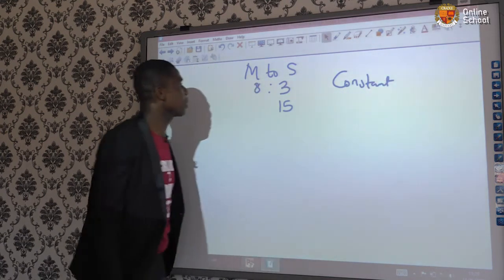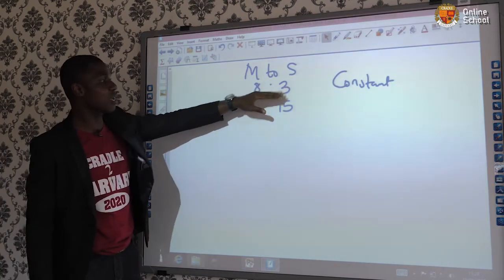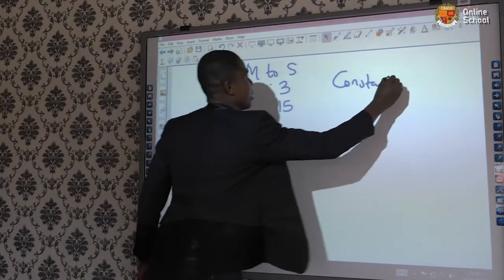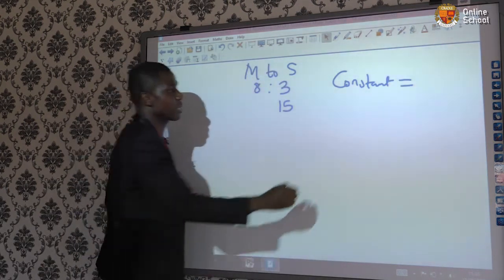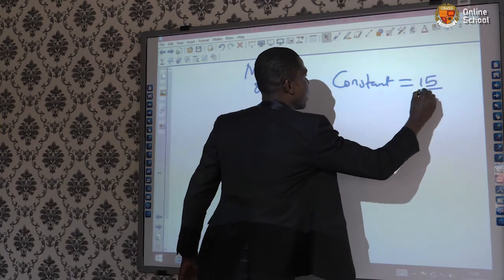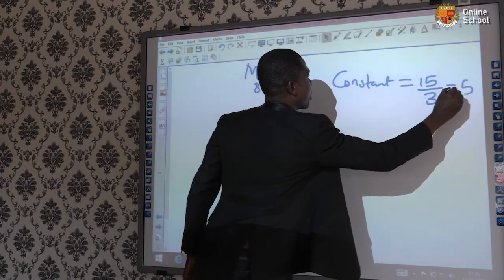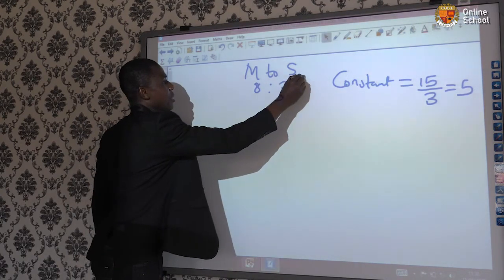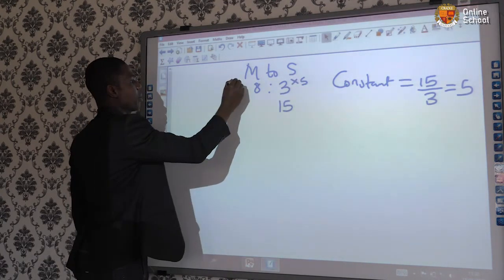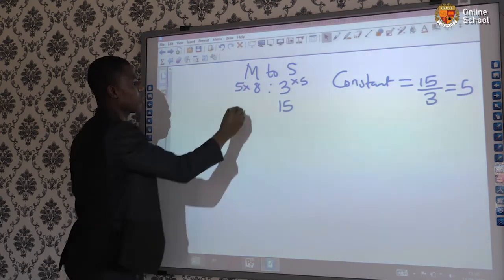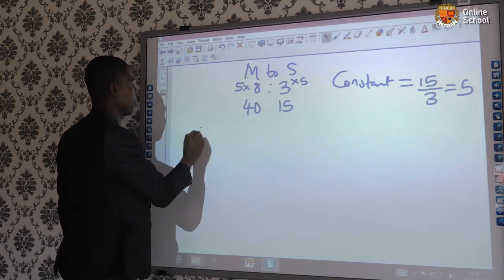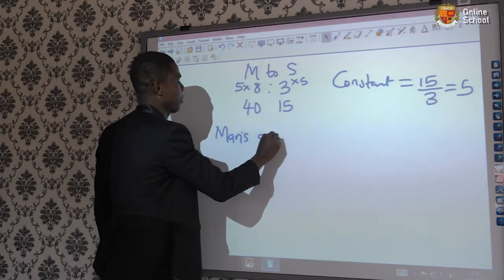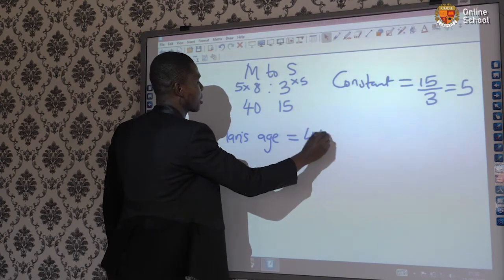This constant is simply what was used to multiply the ratios and to arrive at this, okay? This is the given quantity, which is 15, divided by 3 is 5, okay? So, what do we do here? That means 3 times 5 gave us 15. So, 5 times 8 will give us what? 40. Therefore, man's age equal to 40 years.